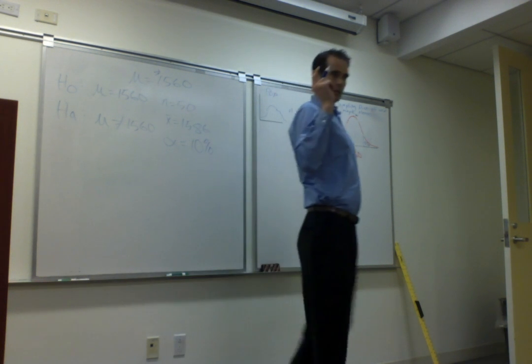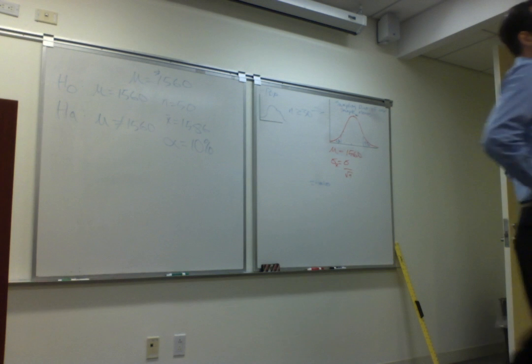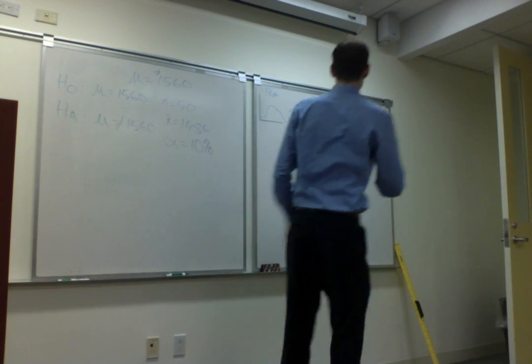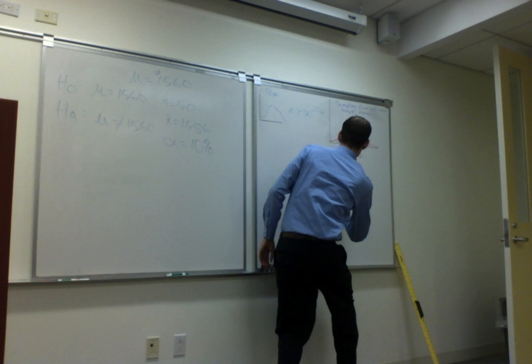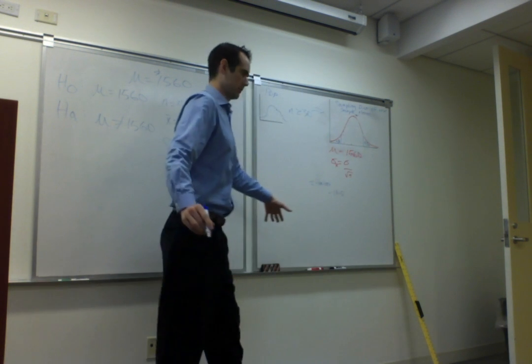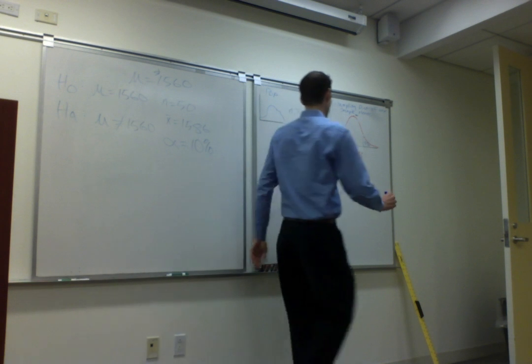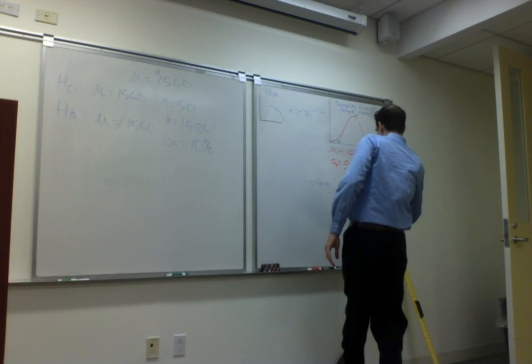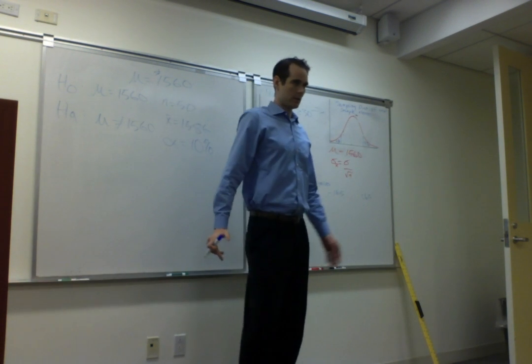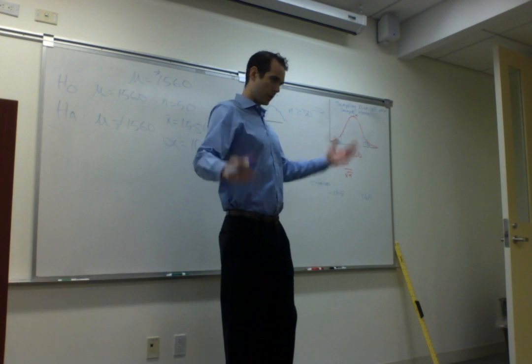1.65. I'm liking the sound of that. Does anyone agree or disagree? 1.65? Okay, so if we get a z-score of negative 1.65 or lower, that's going to be important to us. Or if we get a z-score of 1.65 or higher, that's going to be important to us. So let's talk it through.